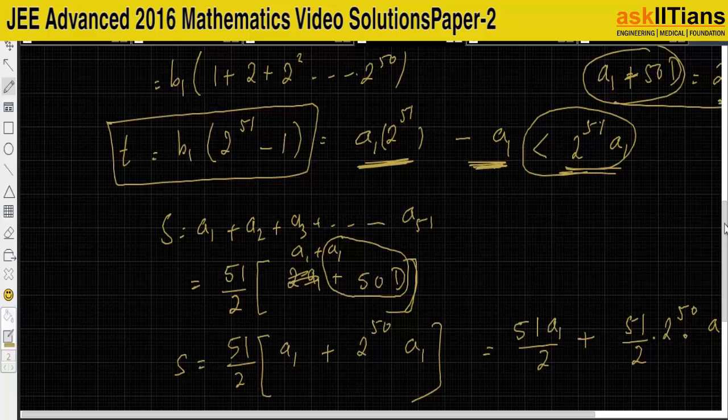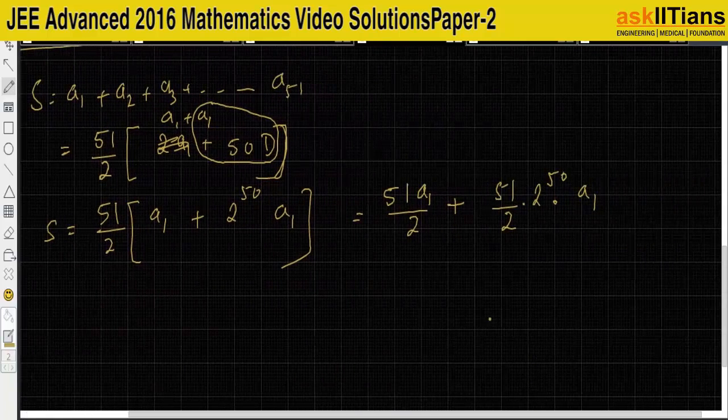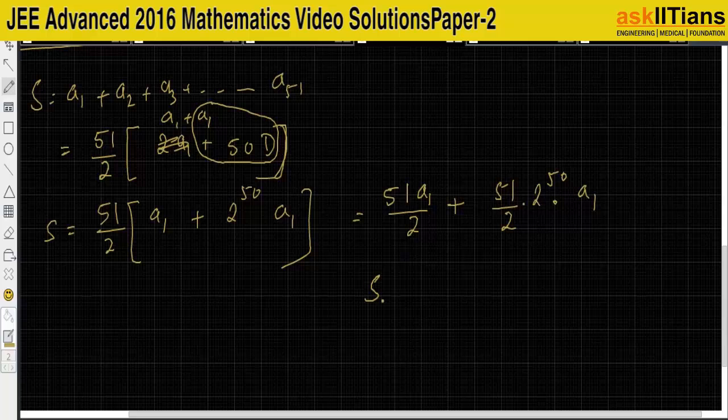And what about s? S contains this term, right? And from here I can say that s is greater than 2 power 51 into a1. S will be greater than this term, 2 power 51 into a1, because here I can see clearly that 2 power 50 into a1 is there.